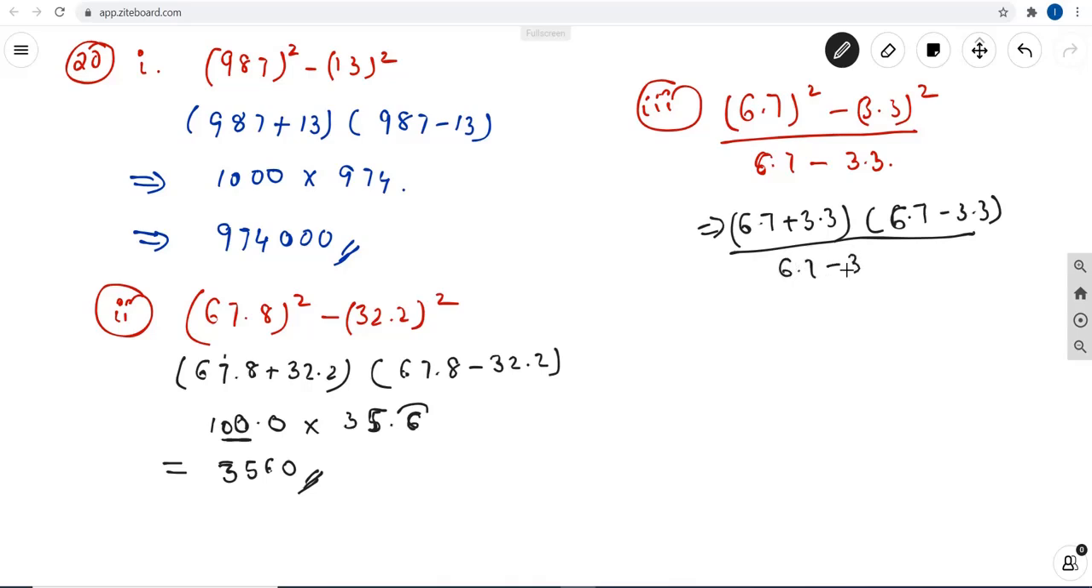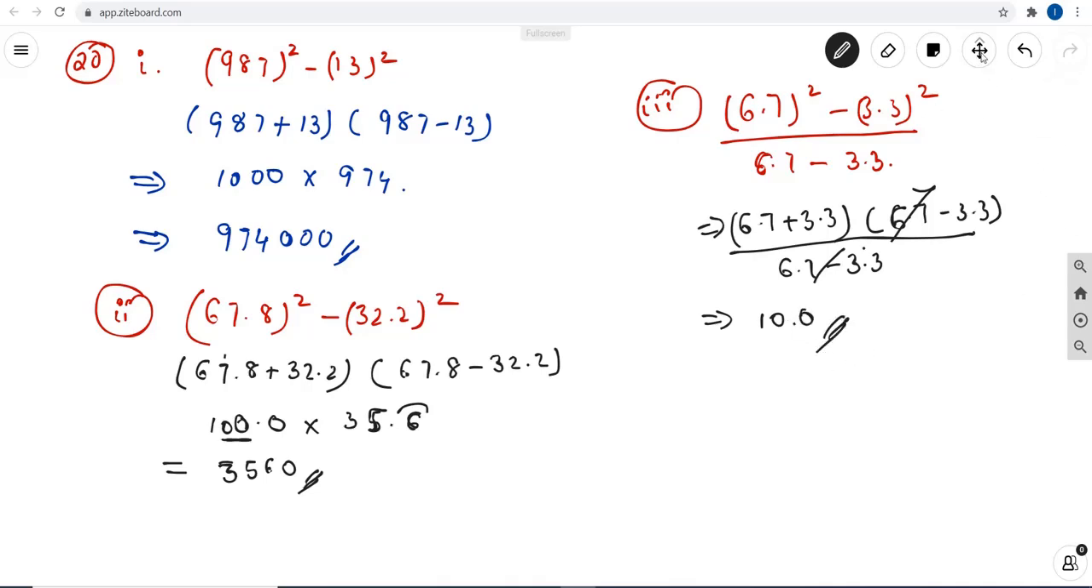6.7 minus 3.3. So if you see, this term and this term are the same. So what we will do, we will cancel these, and if we add this, how much are we going to get? We are going to get 10. So 7 plus 3 is what? 10, one carry. So 3 plus 6 plus 1, 7. 7 plus 3, again 10. So it is 10.0. So you get this solution.